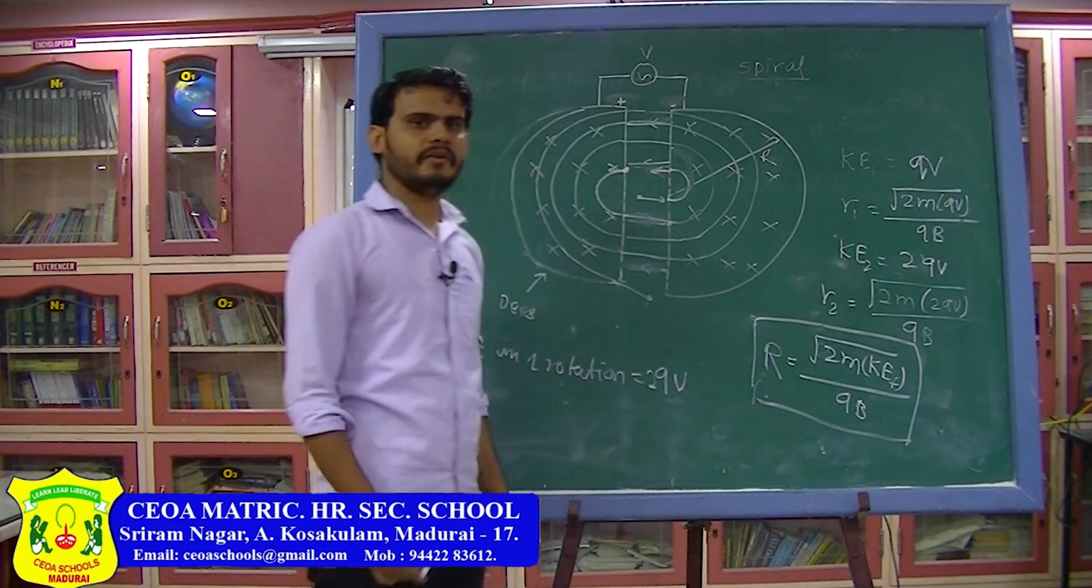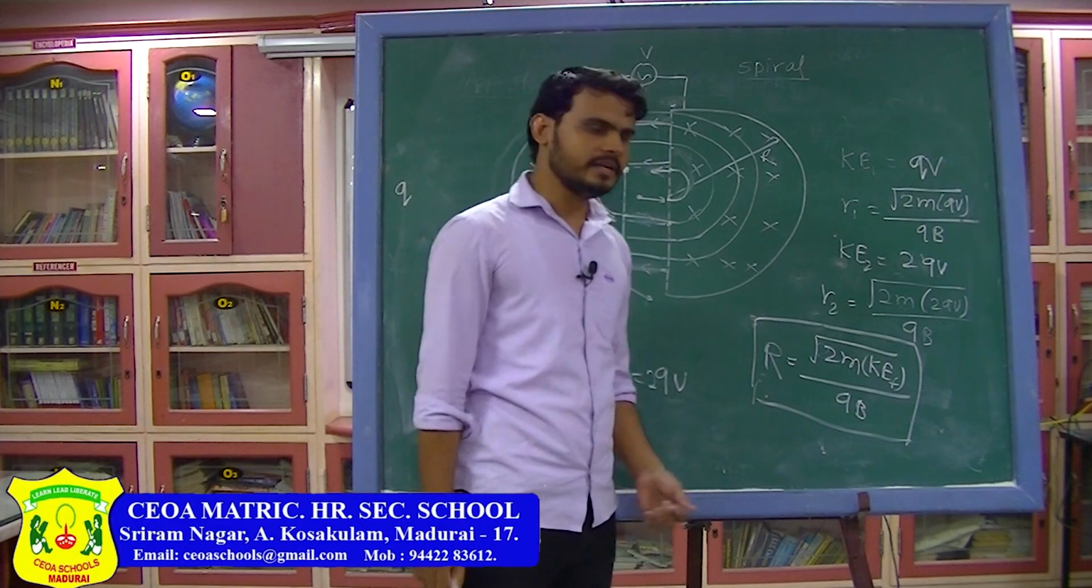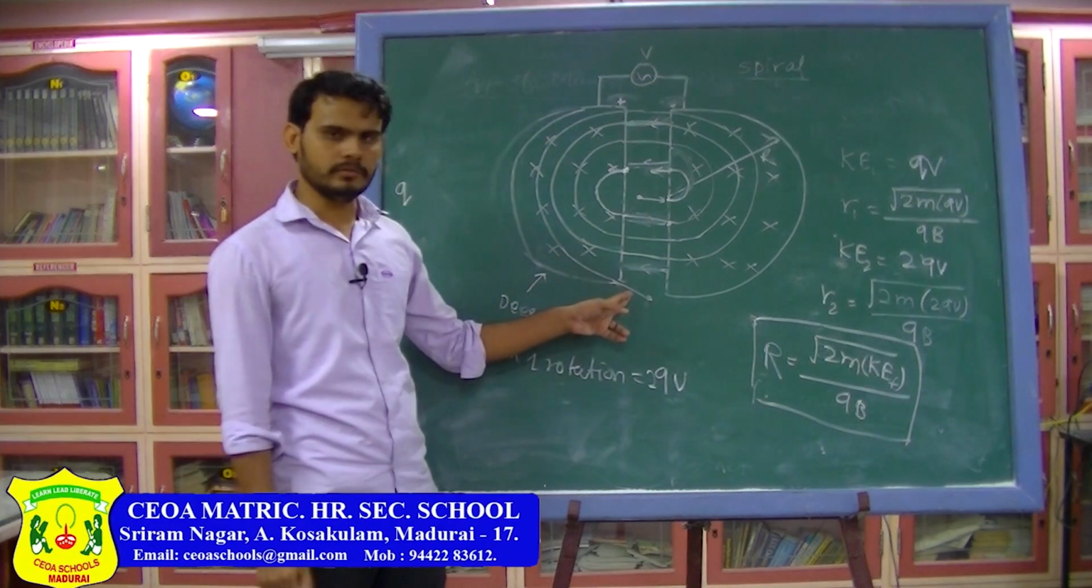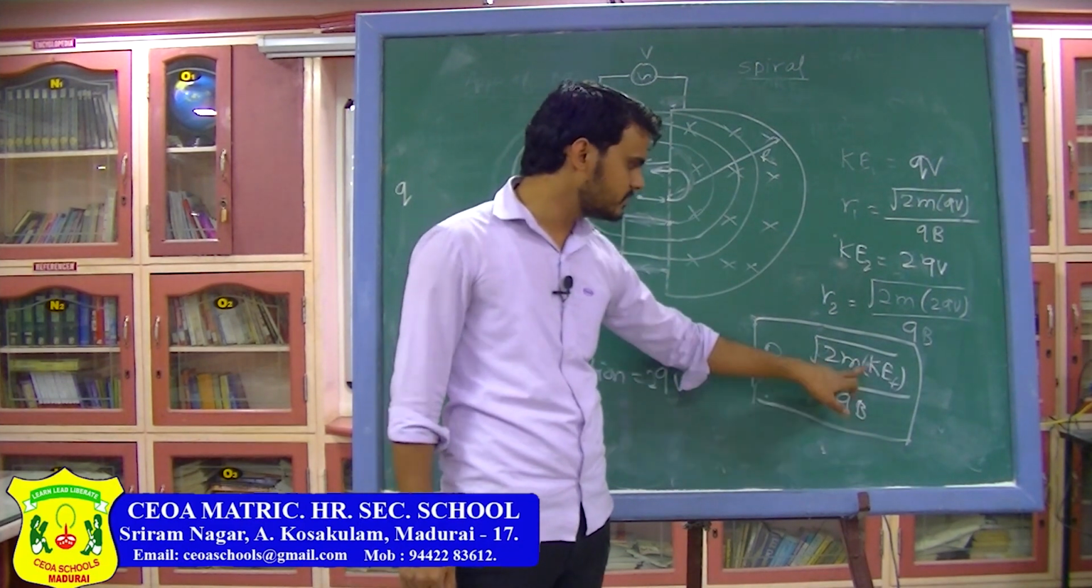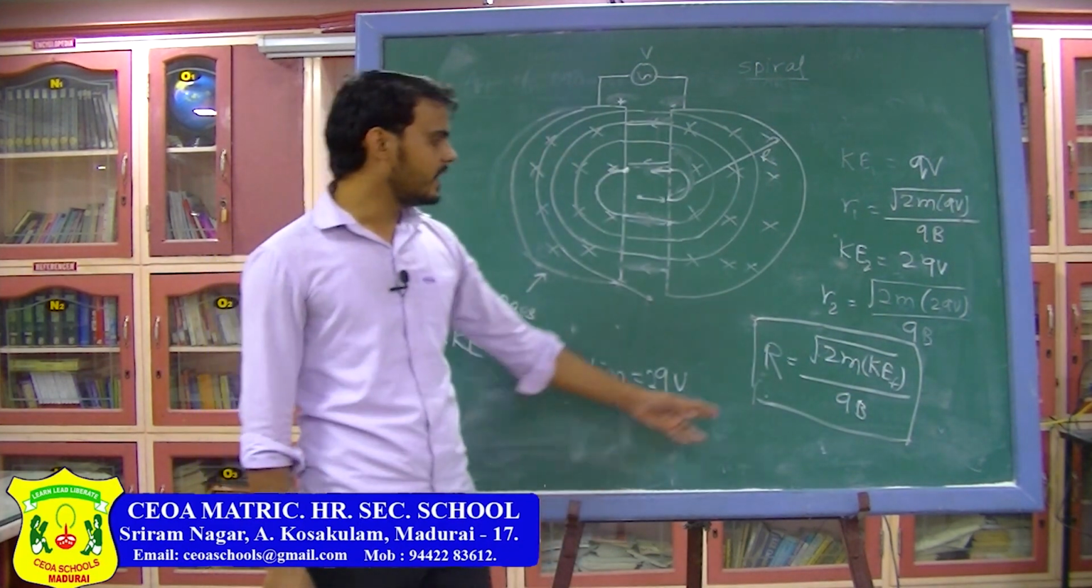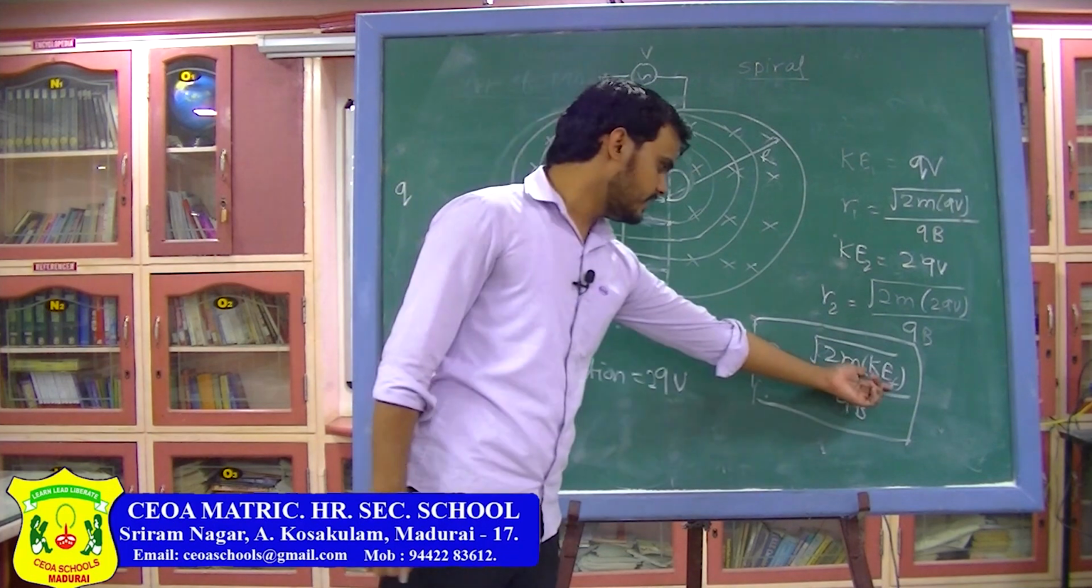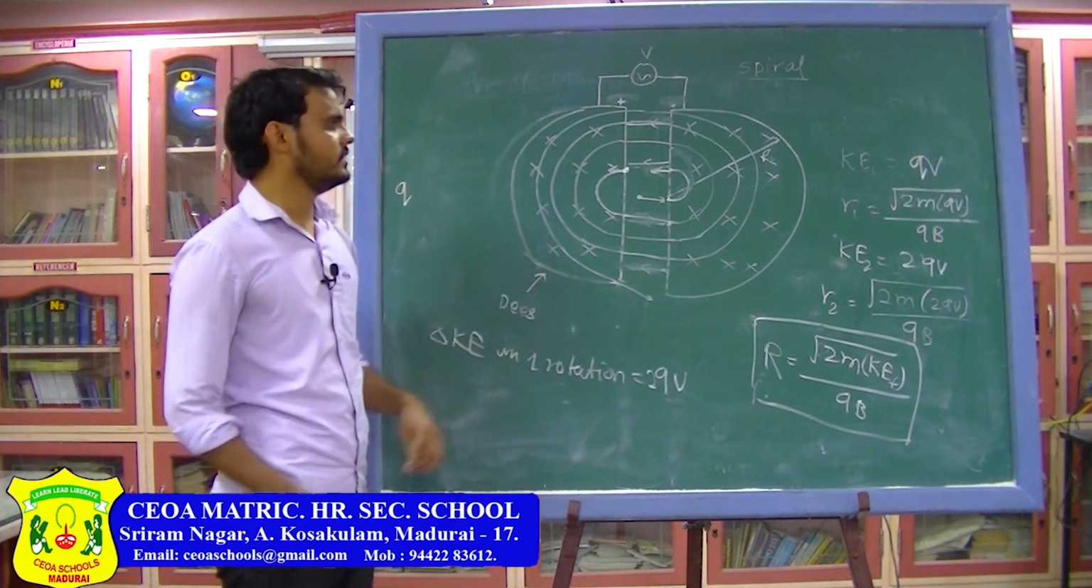So from here you can find what will be the final kinetic energy of the particle when it comes from the cyclotron. Here they will give you the radius of the disk, the charge, the magnetic field, and the mass of the particle, and you can find the final kinetic energy of the particle when it comes out from the cyclotron.